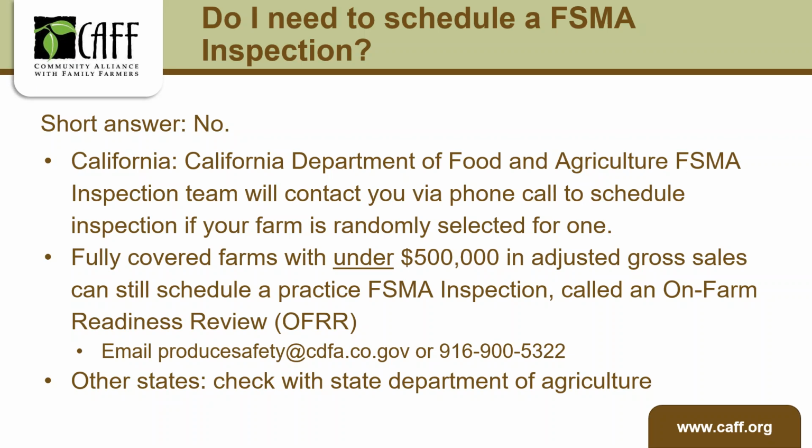However, if you have a farm in California, and the second bullet point here, and you have under $500,000 in adjusted gross sales, you can still schedule what's called an on-farm readiness review, or it's basically a practice FSMA inspection. And there's more information on that on the CDFA website, where you can email or call that phone number to schedule one of those practice FSMA inspections or on-farm readiness reviews.